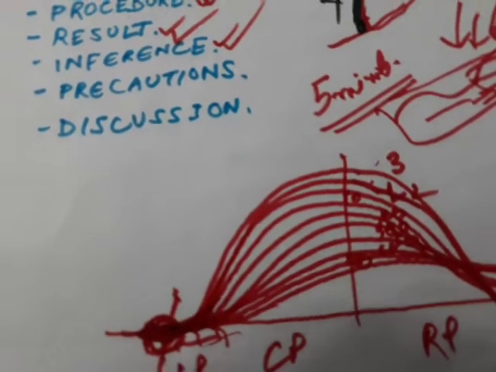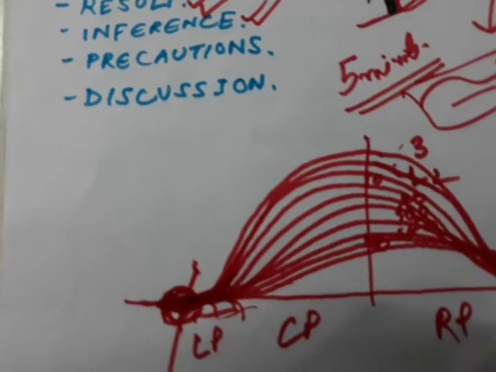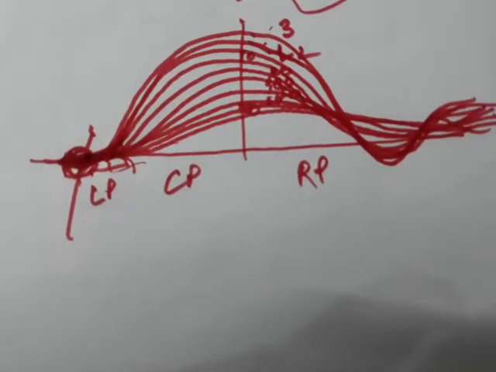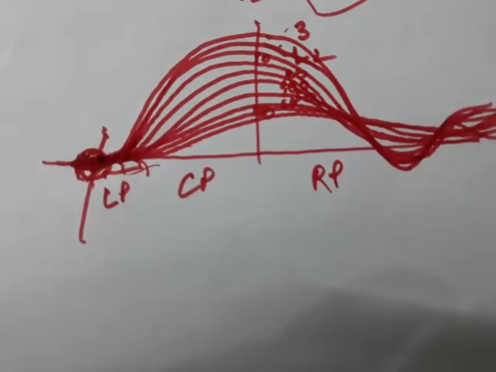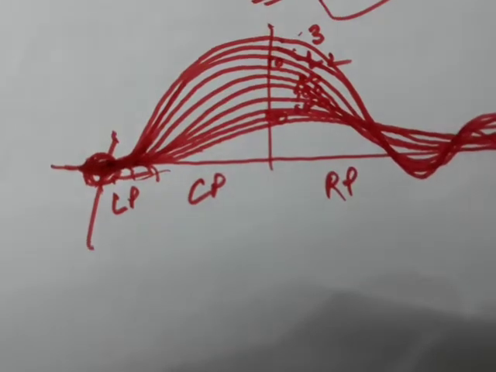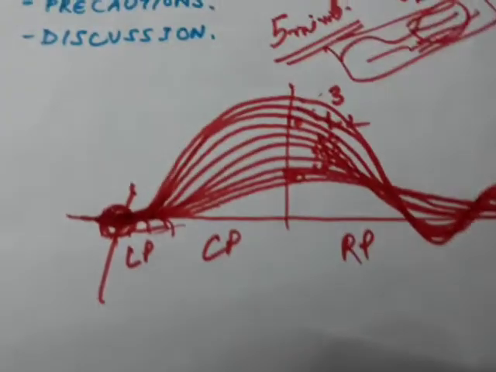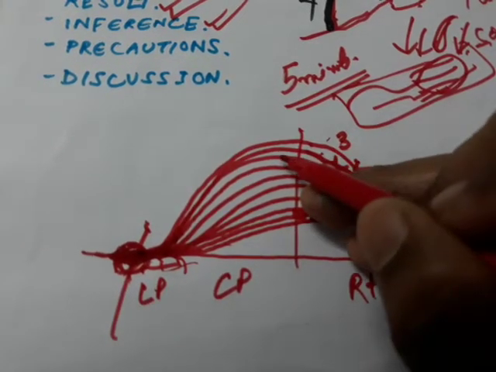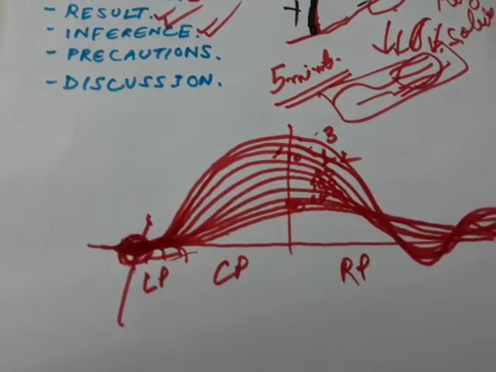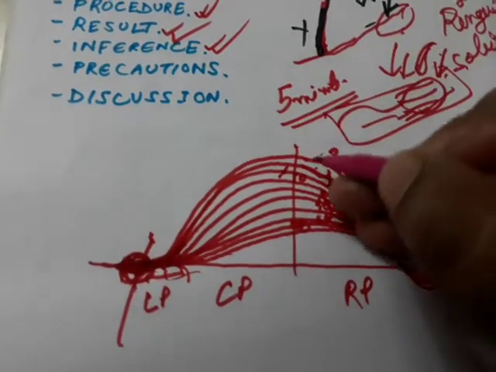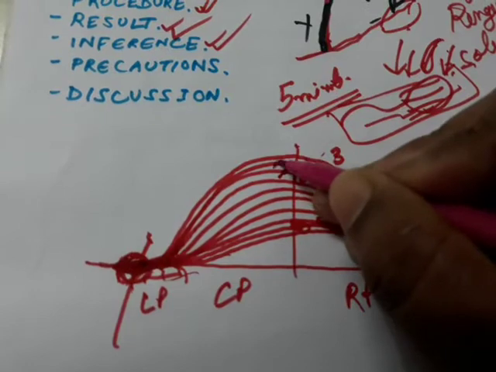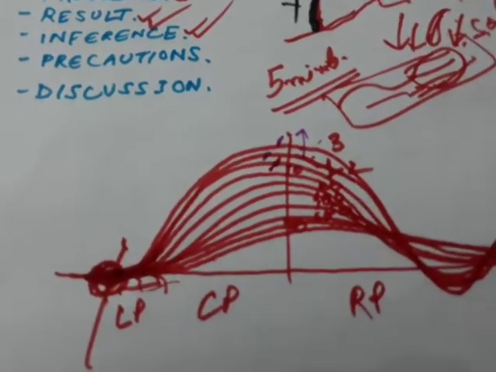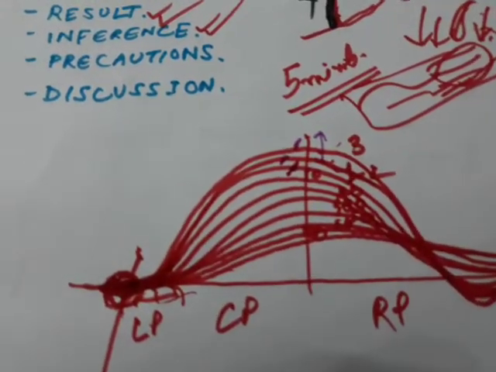Inference: what have we seen? We have observed the change in amplitude or height as well as duration of the various phases of the first three contractions and the following contractions. We saw that for the first few contractions there was an increase in amplitude. This is 1, this was 2, this is 3. For 1, 2 and 3, we saw a definite increase in the amplitude.